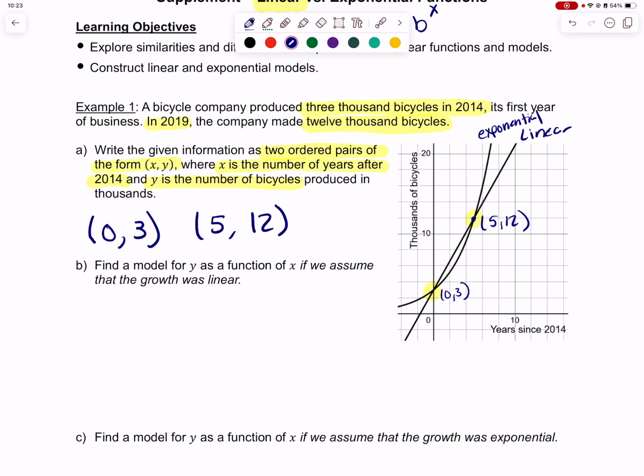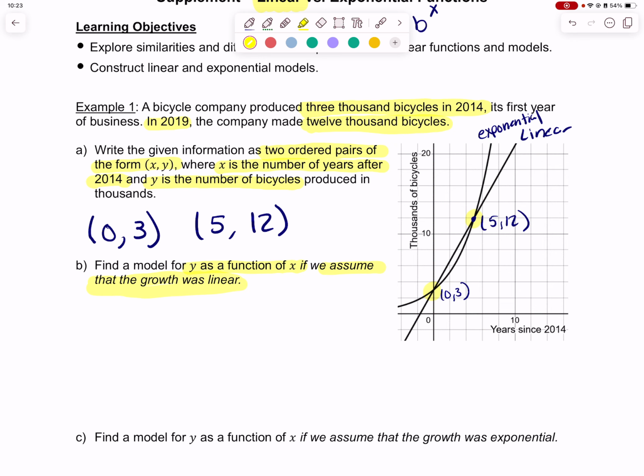And for part B, we want to find the equation, y as a function of x, if we assume that the growth for this company was linear. We don't necessarily know that it's linear. We weren't told any of that information, but we can write an equation, what it would model, if it did happen to be linear.